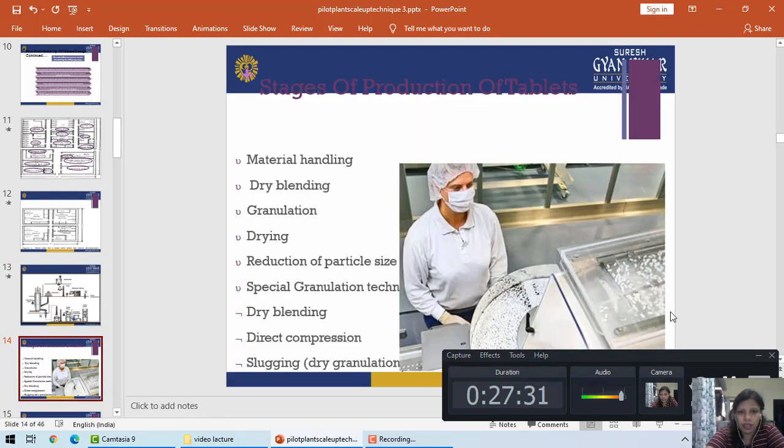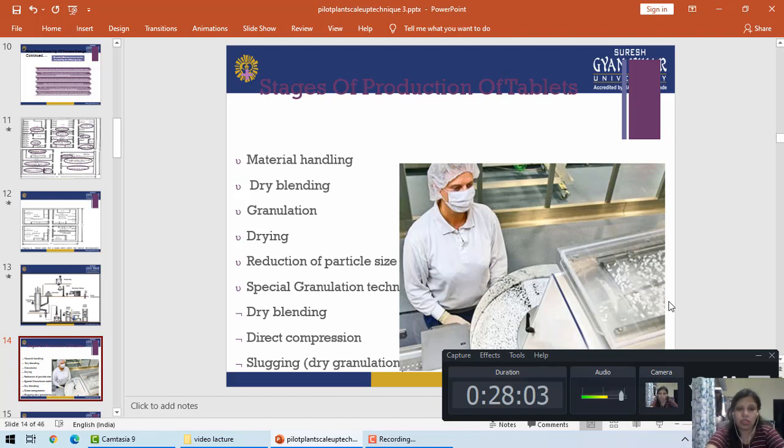Now here are the stages of the production of tablets. If you know how the tablet is produced, it is very easy to understand. The first one is material handling, then dry blending, then granulation, then drying, then reduction of particle size, then special granulation technique, then dry blending, direct compression and slugging, that is dry granulation. So these are the basic steps in the production of tablets.